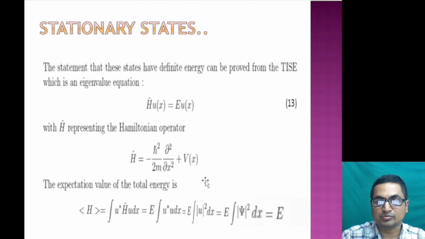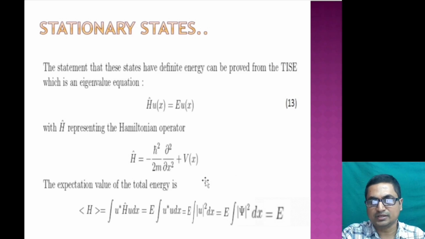Now, since H operating on u is given by equation 30, it is E u. So this E is a constant, and it will come out, and we are left with E times the integration of u star u dx. U star u is nothing but modulus u square. Since this is the time-independent solution, as we have already got in equation 12, psi modulus square is u modulus square. In the same way, we are replacing that here, and since this integrates to 1 over the whole space, ultimately we are left with the expectation value of the Hamiltonian operator, or the total energy, equal to E.